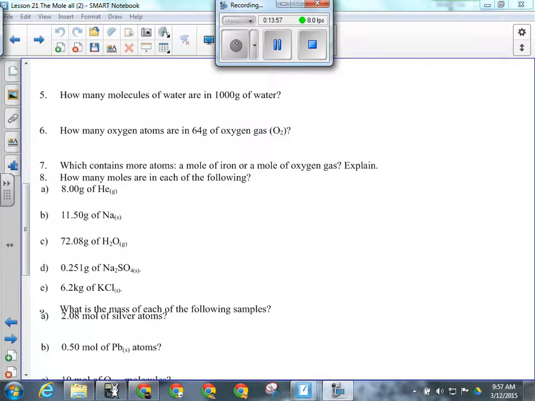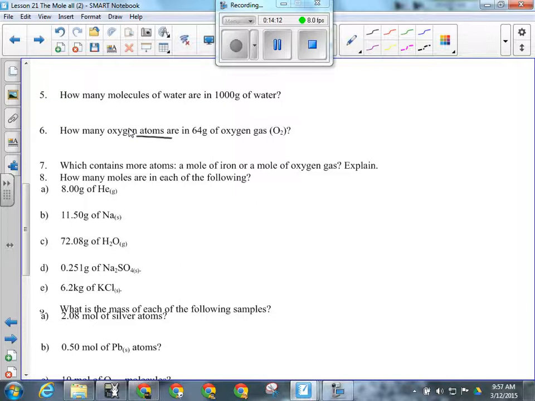Okay, let's have a quick look at number 6 here, guys. What number 6 is really asking is, do you know the difference between an atom and a molecule? In a complex way, that's what it's asking. There's a couple of ways for me to figure out how many oxygen atoms there are in 64 grams of oxygen gas. The issue here is that oxygen gas is actually a molecule made up of 2 atoms. So there's 2 ways to go about this. If I'm looking for how many atoms there are, I should use the molar mass of an oxygen atom, not an oxygen molecule.